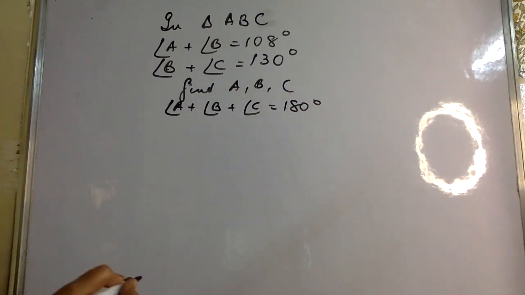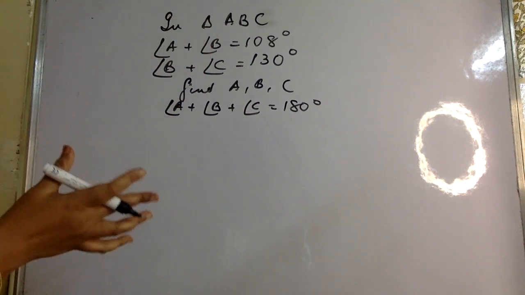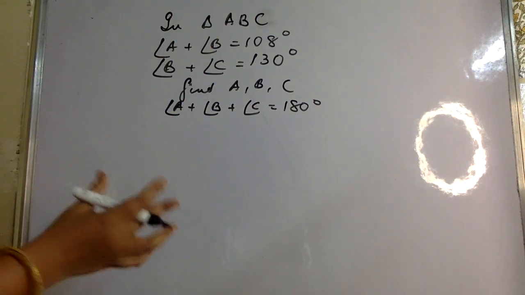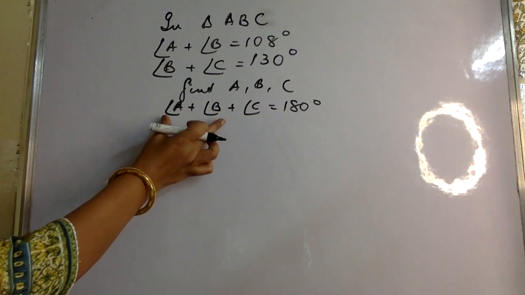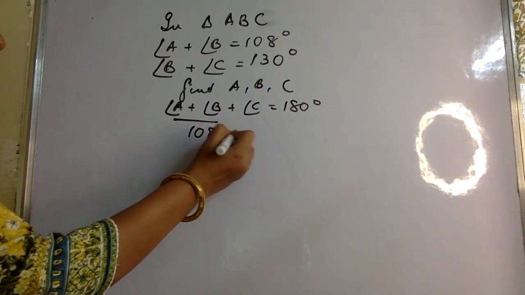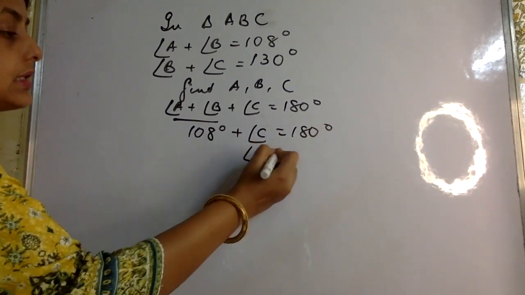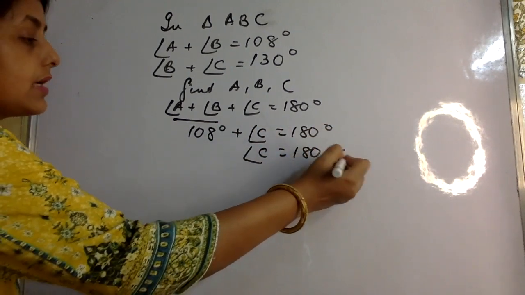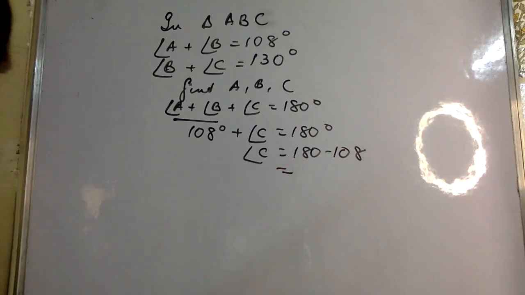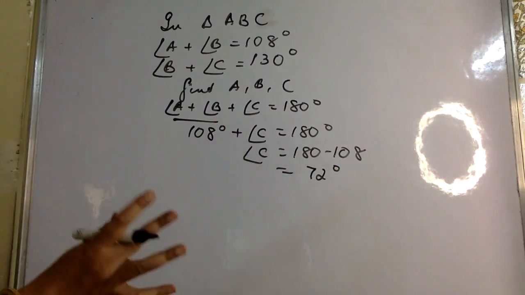Now what we have to do is very simple. Here A plus B value is given. I don't know the individual value of A and B, but I can use it as a sum. So here I'll just substitute this whole place with it. So 108 plus C, which is 180 degrees. C is equal to 180 minus 108. That gives me a 72 degrees. So my value of C is got. I got my value of C.